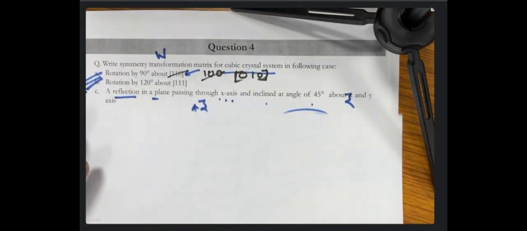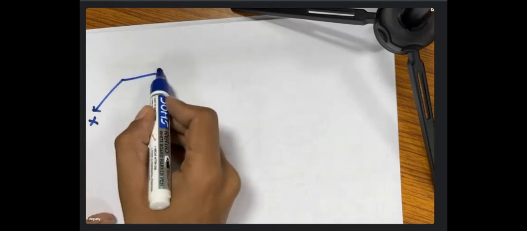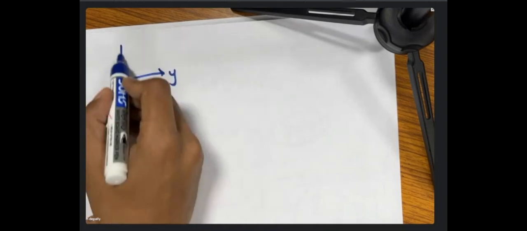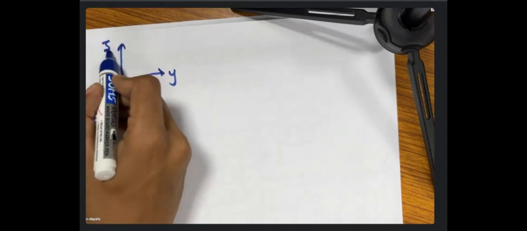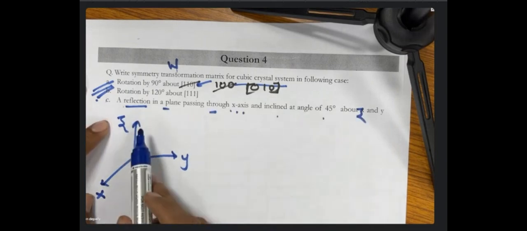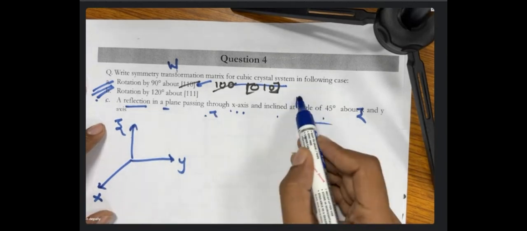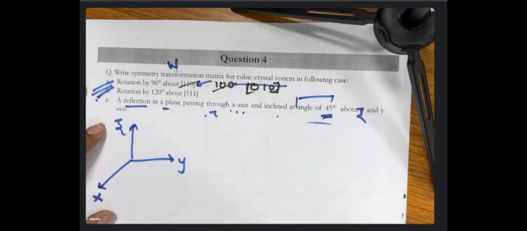So again we are talking about the cubic system itself. So let me draw the three axes, x, y, and z. What we need to do? A reflection in a plane passing through the x-axis. So the x-axis is contained in this plane. The plane is such that it is inclined at an angle of 45 degrees to the y and z axis.